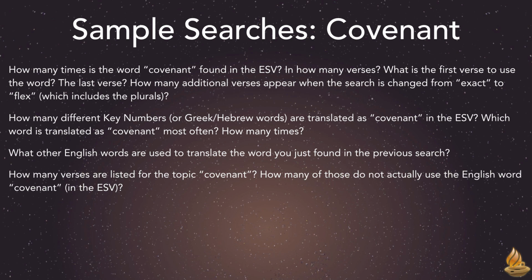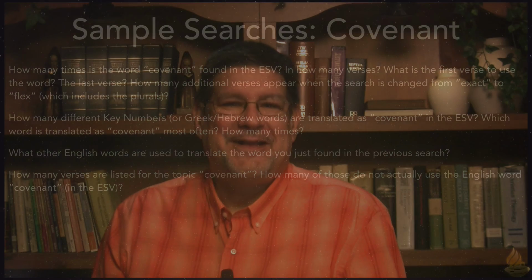How many verses are listed for the topic covenant? How many of those do not actually use the English word covenant in the ESV? I hope these sample searches will get you started in using Accordance. Searching is a basic Bible study technique. Whether we're talking about searching by verse, by word, or by topic, Accordance offers us fast, accurate searches for every Bible and text we own. Don't take my word for it. Try some of these sample searches today.